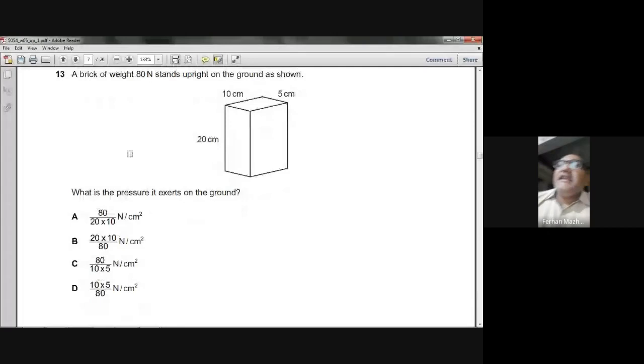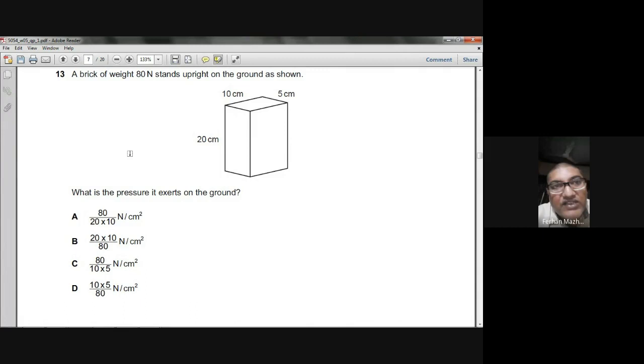If a brick of weight 80 Newton stands upright on the ground as shown, what is the pressure it exerts on the ground? The pressure exerted on the ground is equal to the weight of the brick divided by its contact area with the ground. The weight of the brick is 80 Newton, divided by the contact area, the face of the brick which is in contact with the ground. Its dimensions are 10 centimeter and 5 centimeter.